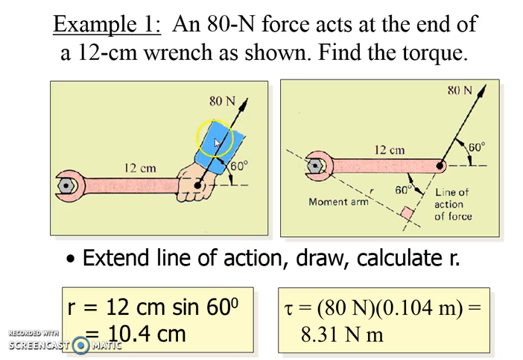So here's our first example. We have an 80 Newton force acting at the end of a 12 centimeter wrench as shown. We're going to find the torque.